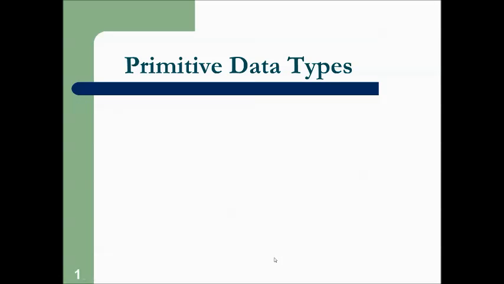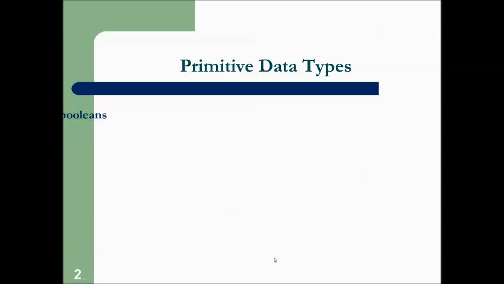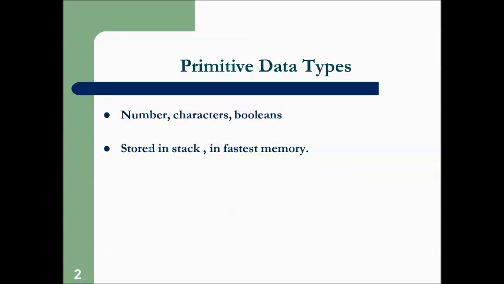Almost like all programming languages, Java uses variables to store data in memory. There are two types of variables or data types in Java, known as primitives and objects. Primitive variables or data types are used to store numbers, individual characters and Boolean values. They're stored in the fastest available memory, stack, so you can retrieve the data as quickly as possible.